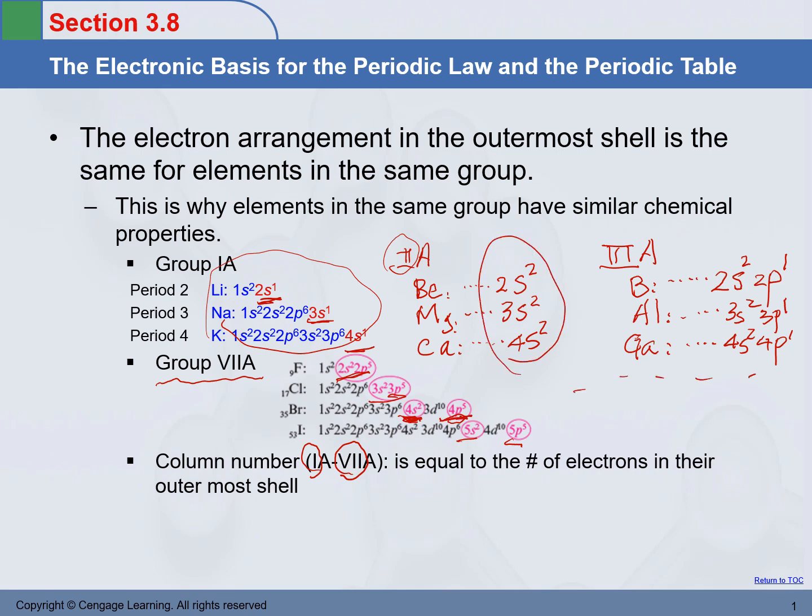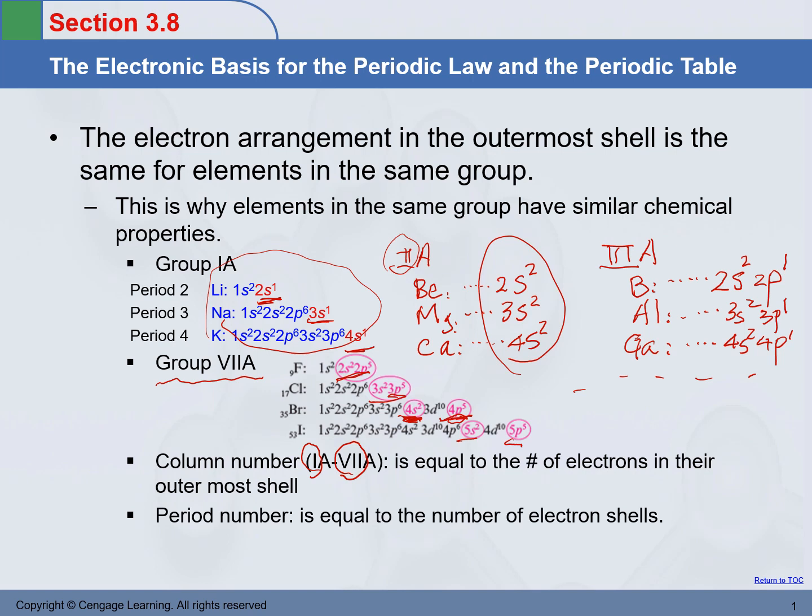Keep going. This applies to the A group elements, not to the B's. We focus on A's in this class. For the A group elements, the Roman numeral tells us the number of electrons in the outermost shell of all those elements in the column.